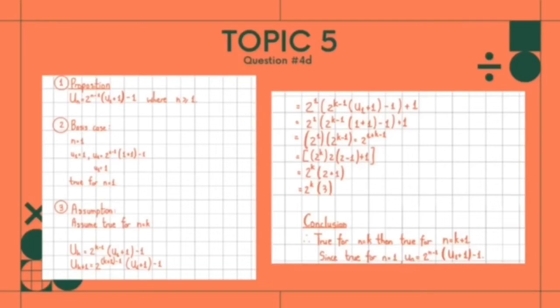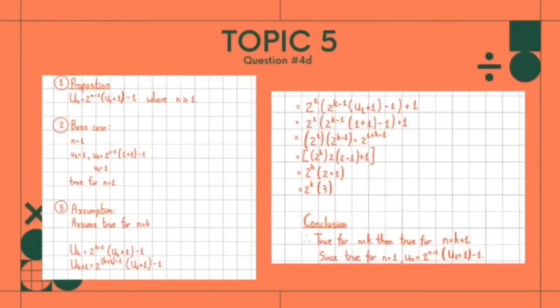We will have u1 equals 2^1 minus 1 in bracket (u1 plus 1) minus 1. Then we will get u1 equals 1, which is true for n equals 1. Now we assume true for n equals k: uk equals 2^k minus 1 in bracket (u1 plus 1) minus 1.